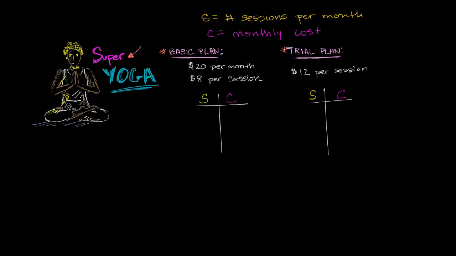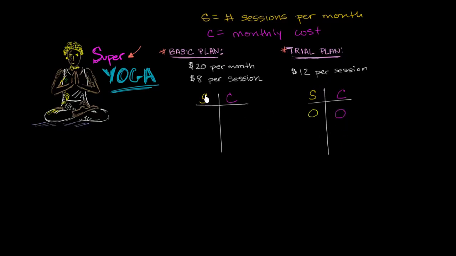So let's first think about if I decide to attend no sessions. If I decide to attend no sessions, under my trial plan, what will be my cost? Well, $12 per session, 12 times no sessions, I'm not going to have to pay anything. My cost is going to be 0.